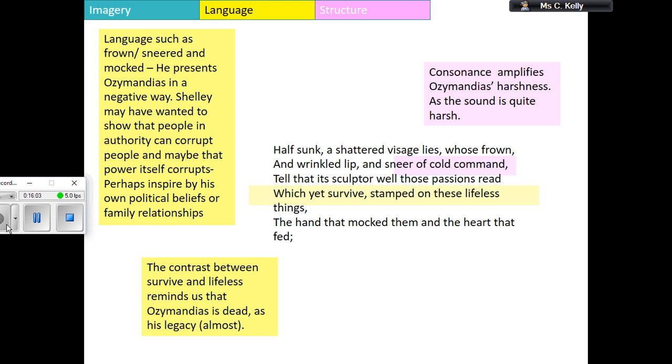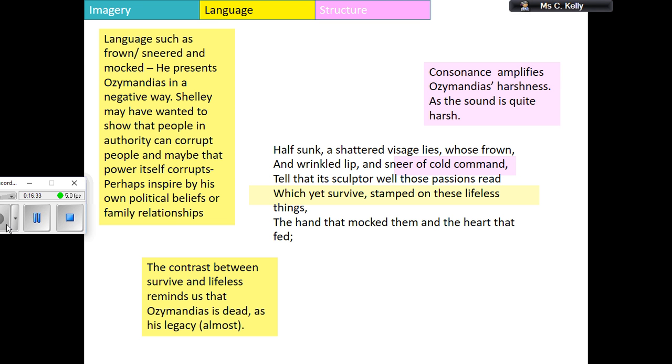The consonants, so the repetition of the k sound, amplifies Ozymandias' harshness, as the sound is quite harsh. Especially in a poem where everything is important and everything has some sort of meaning behind it, repetition of really hard sounds can almost give us the impression of him calling out commands as a pharaoh, and this harsh sound makes us think about how horrible he might have been.